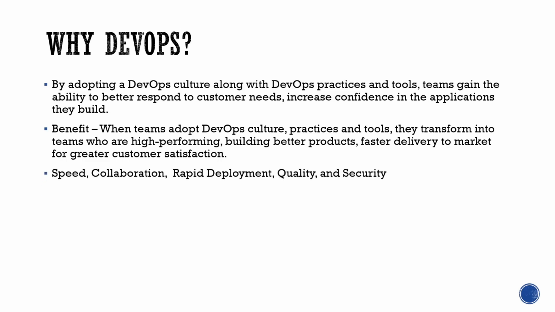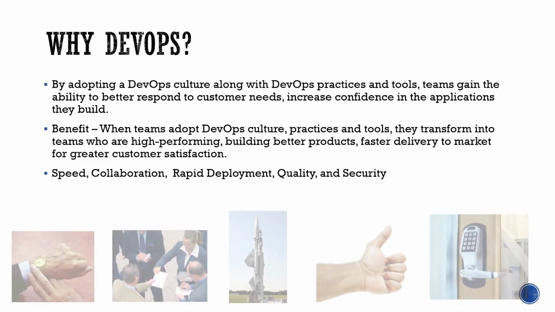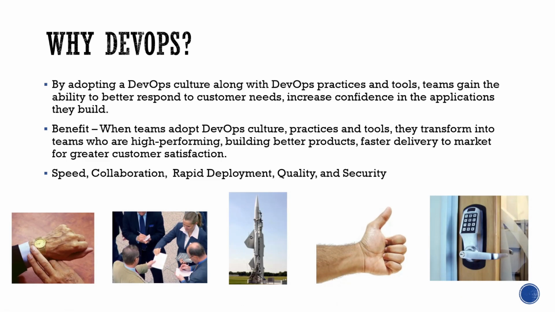Now let us talk about these five things: speed, collaboration, rapid deployment, quality, and security. Let's talk about speed. Teams that practice DevOps release deliverables more frequently with higher quality and stability. In fact, the DORA 2019 State of DevOps report found that elite teams deploy 208 times more frequently and 106 times faster than low performing teams. Continuous delivery allows teams to build, test, and deliver software with automated tools.